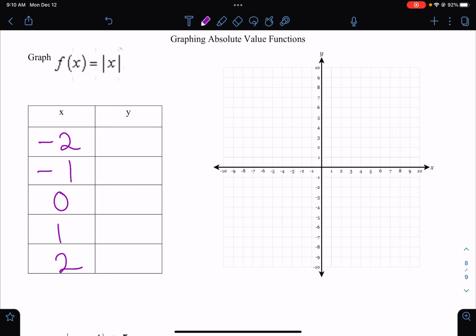All right, so if I were to plug in a -2 to the absolute value of x, which is the parent function of absolute value functions, if I do absolute value of -2, I get a +2 out. If I do absolute value of -1, I get a +1 out. If I do absolute value of 0, I get 0 out. If I do absolute value of 1, I get a 1 out. And if I do absolute value of 2, I get a 2 out.